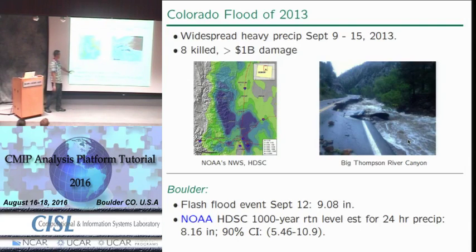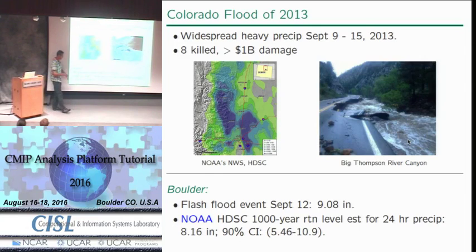Now, the destruction was not limited to Boulder. This is a picture of the Big Thompson Canyon, which is here west of Loveland. Essentially, you could not drive from the Front Range to the mountains, from Denver to the Wyoming border, for weeks after this, because all of the roads had disappeared. And this is one example of where that had happened.